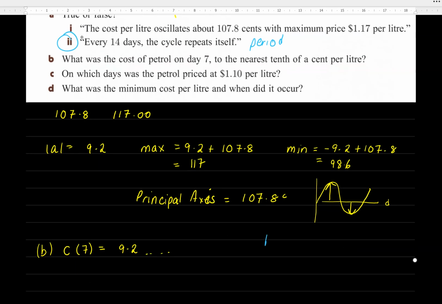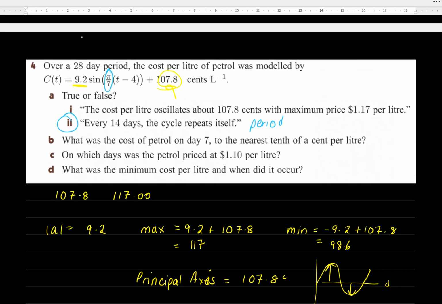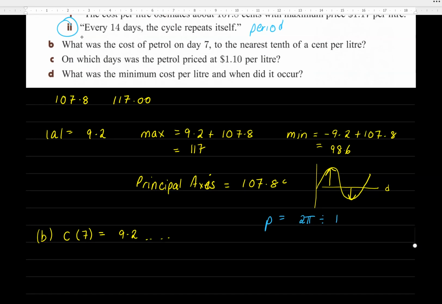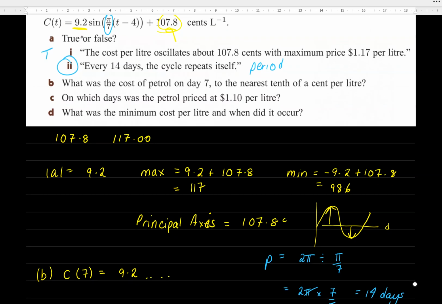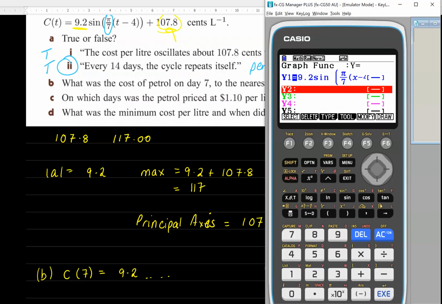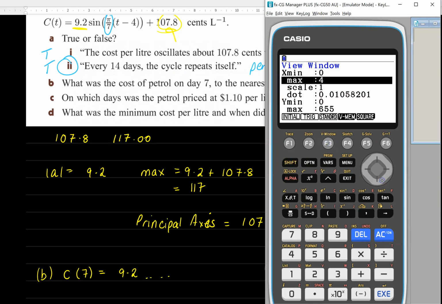So let's have a look. The period will be, again, 2 pi divided by, now what is it being divided by? The b, which is pi on 7. So that becomes 2 pi times 7 over pi. And so 14 days is indeed how long it takes to complete the cycle. So we've got true, and working out our period also helps us set our domain.